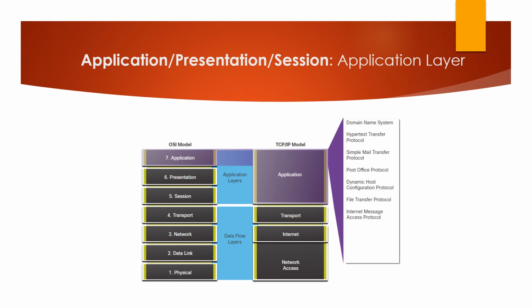Based on the TCP/IP model, the upper three layers of the OSI model define the function of the TCP/IP application layer. And as you can see, the three layers of the OSI model are merged in one layer in the TCP/IP model. So it is application, presentation, and session layer.